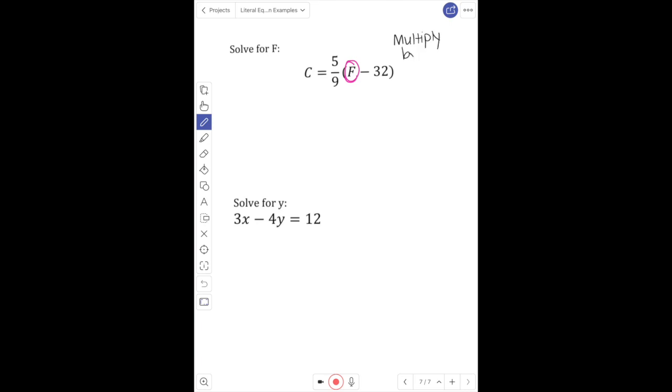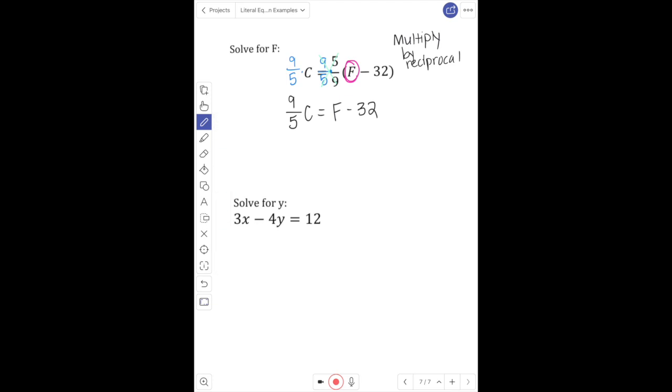So we have 5 over 9. If I have 5 over 9, we're going to multiply by 9 over 5. So on this side, I'm going to multiply by 9 over 5, and I'm going to multiply this side by 9 over 5. The reason I wanted to do that was because my 9s and my 5s are going to cancel out, because I have one in the top, one in the bottom. So I now have 9 over 5 c, and I no longer have a parentheses, I just have f minus 32.